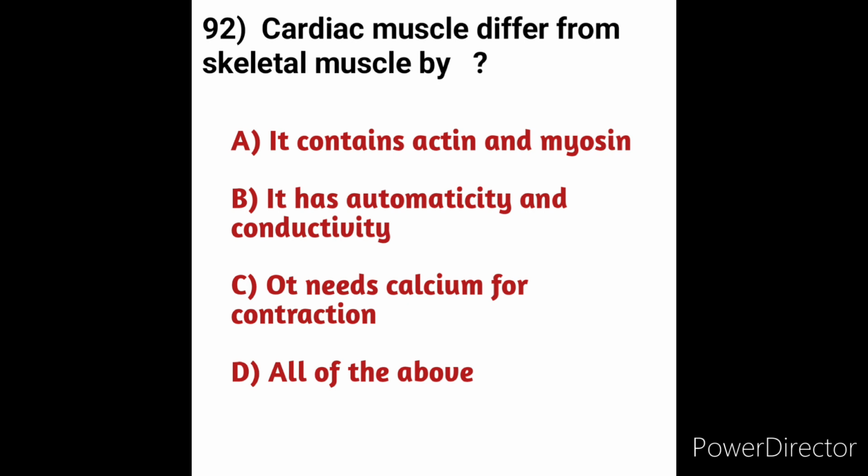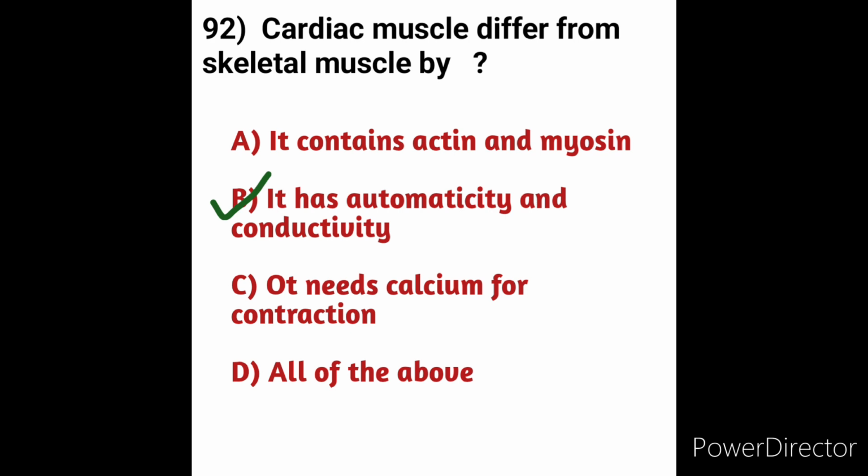It has automaticity and conductivity is the correct answer, because cardiac muscle differs from skeletal muscle, so option B is applicable here. Cardiac muscles are found in the heart and are involuntary muscles, while skeletal muscles are attached to the bones and are voluntary in nature. Cardiac muscle helps in pumping blood from the heart. On the other hand, skeletal muscles help in the movement and functioning of the body. So cardiac muscle differs from skeletal muscle by having automaticity and conductivity. Option B is the correct answer here.